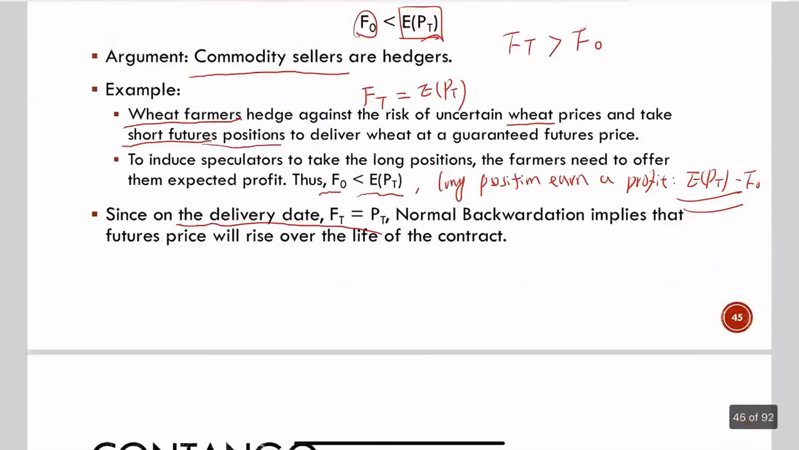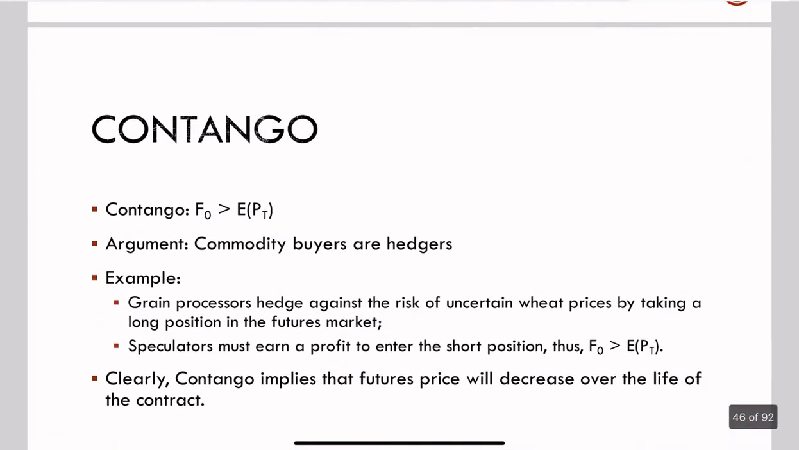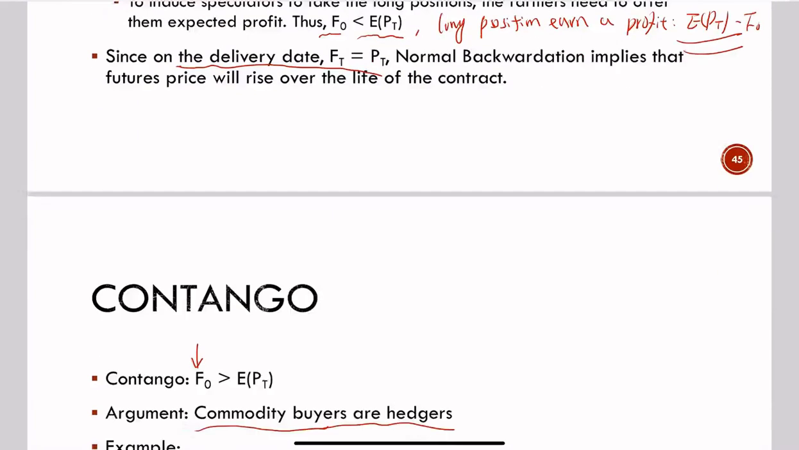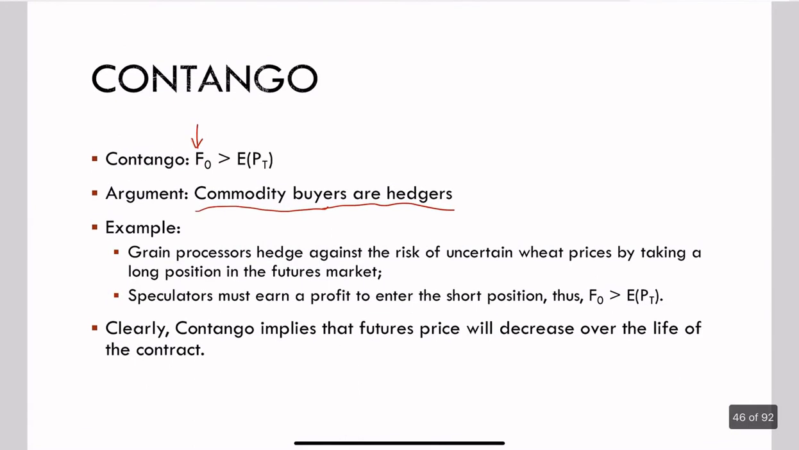Okay, let's look at the third theory, which is contango. Contango basically says that futures price will be larger than the expected spot price. So you can see that contango is the opposite of normal backwardation. So what's the assumption? The assumption here is commodity buyers are hedgers. So you can see that this argument is the opposite to this argument here. So you will definitely get the opposite result.